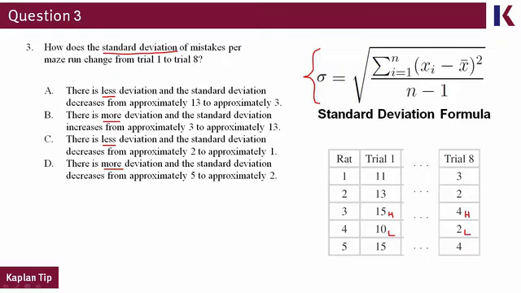And now, while standard deviation is certainly more complicated than just looking at the highest and lowest number, it is still true that looking at the highest and lowest number is a really good indicator if all you have to say is which one is bigger. And in this case, trial 1 has more deviation. But that means that for what the question asks, namely, how the mistakes per run change from trial 1 to trial 8, it's that deviation goes down.